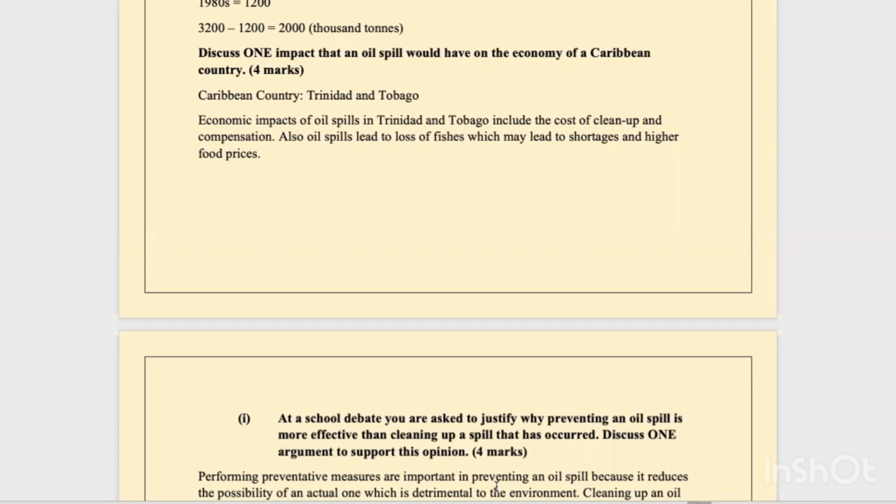So the economy could have been impacted in that there could be the loss of aquatic animals, right? Especially fishes, decreasing their biodiversity. And this may lead to shortages on the fish market, which in turn leads to higher food prices.